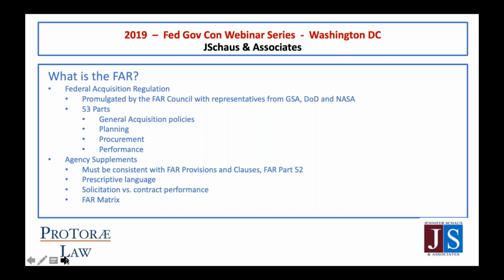The FAR also includes agency supplements. Not every agency supplements the FAR. The most well-known is the DFARS, which is the Department of Defense supplement to the FAR. The FAR supplement provisions must be consistent with the FAR, so they really are supposed to just fill in certain gaps.